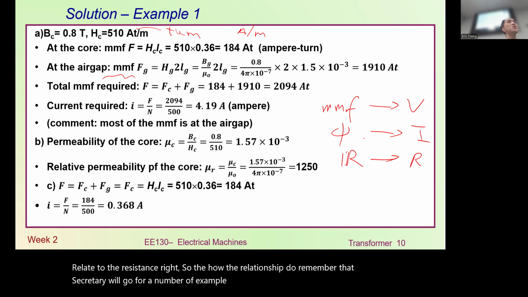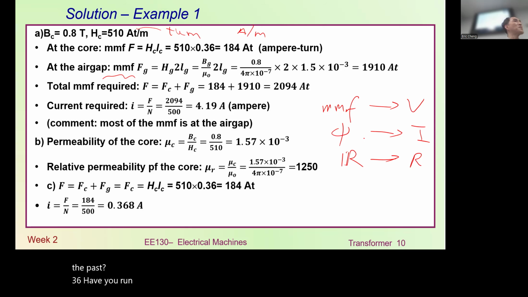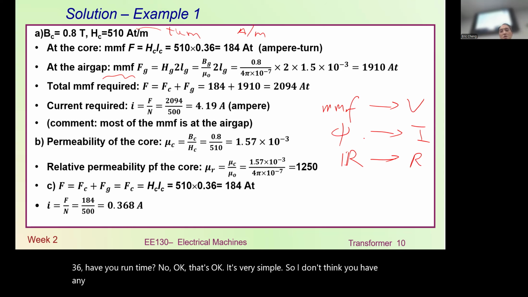Have you all learned the magnetic circuit in the past? In physics? Have you learned them? No. Okay, that's okay. It's very simple Ohm's law, so I don't think you will have any problem. I will go through my examples.